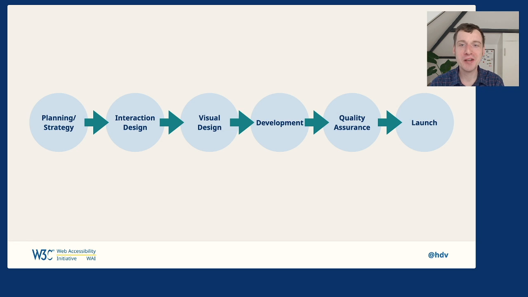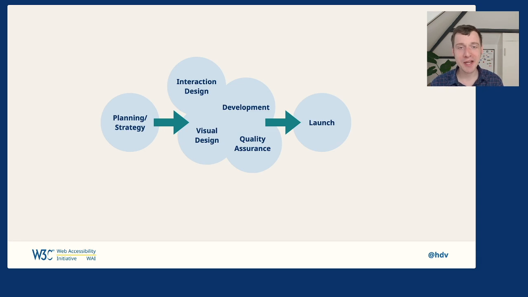Now, process is a bit of a tricky subject, I think, because whoever you talk to, depending on their organization, they will have different ways of organizing their projects. This is an example of a process that your organization might be following if it follows the waterfall principles. So you might start with some planning and strategy sessions, then do interaction design, then visual design, then development, then QA, then launch.